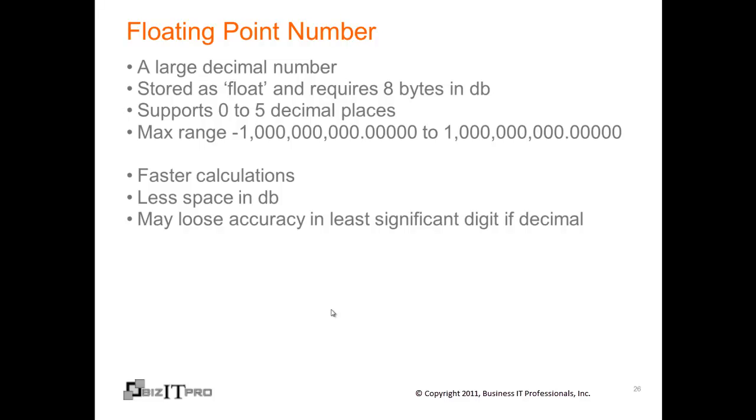Floating point attributes perform slightly faster calculations and require half the space in the database that a decimal number would. However, they may lose a little bit of accuracy in the least significant digit if there is a decimal. Now, if you perform all of your calculations on floating point numbers, then the results will always be the same. You may run into some issues when you're doing calculations that total up between floating point numbers and decimal numbers, in which case you need to be careful.